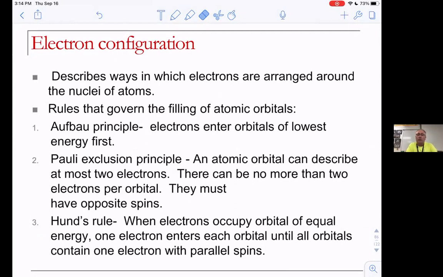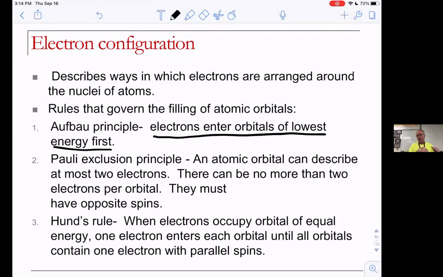There are 3 rules that govern the filling of these atomic orbitals. And while this doesn't really go back to it, quantum numbers are based on these as well. So the Aufbau, and you've got to know what these 3 are and the names that are associated with them. The Aufbau principle says that electrons enter orbitals of lowest energy level first. So they're going to enter in the 1 first, and then the second energy level, and then the third, and then the fourth, and then the fifth, and so forth.